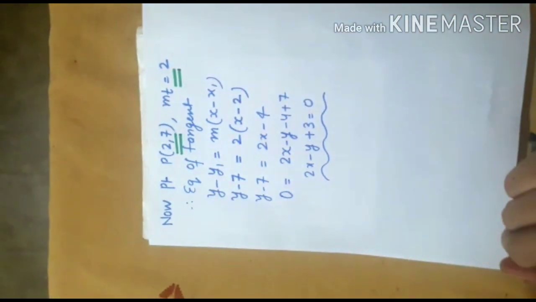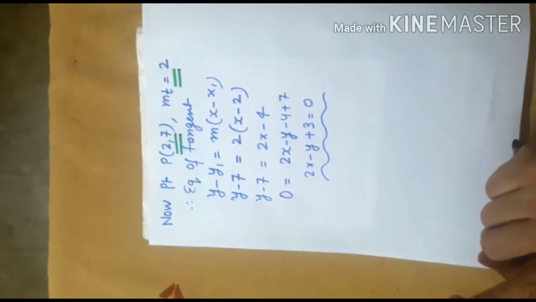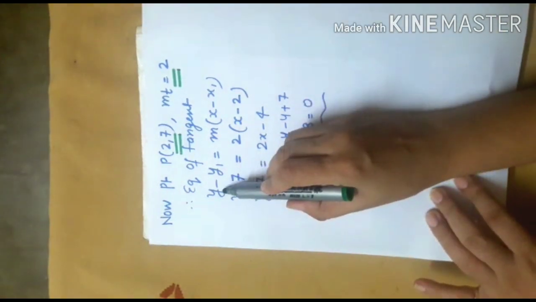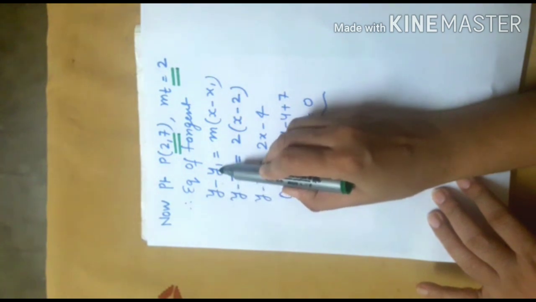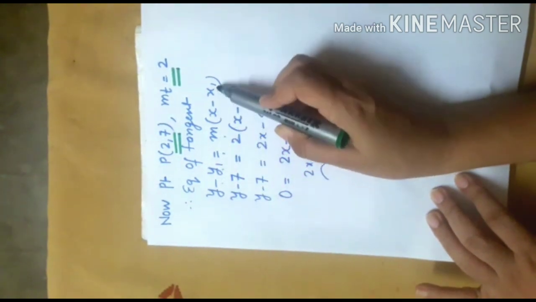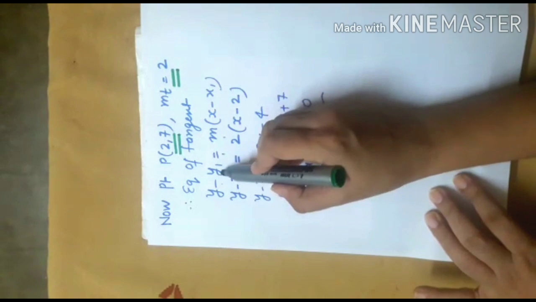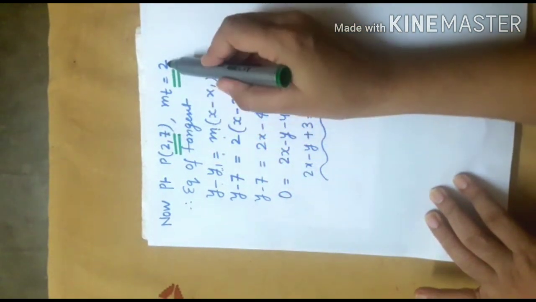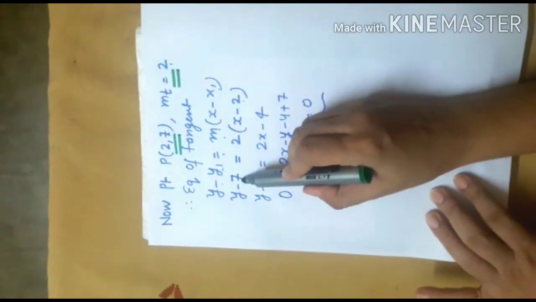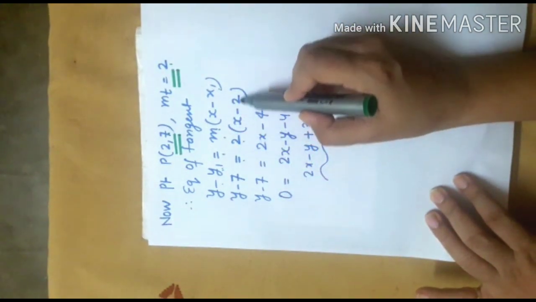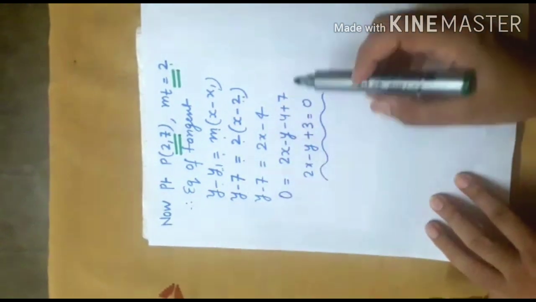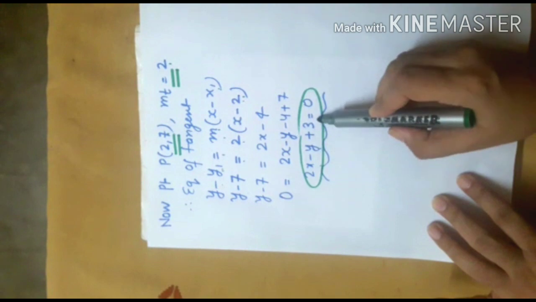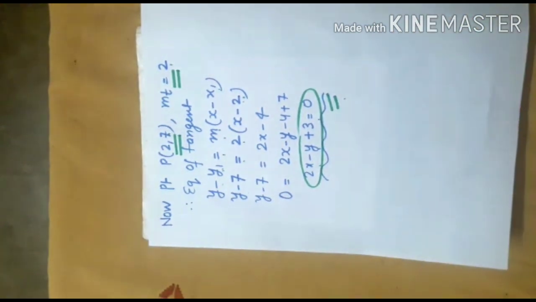So, now we know a point on the line and its slope. So, can we write its equation? Yes. Equation of the line is given by y minus y1 equals m(x minus x1). Here y1 is 7 and x1 is 2 and slope is 2. So I'll get y minus 7 equals 2 into (x minus 2). On simplification, I'll get the equation of the tangent as 2x minus y plus 3 equals to 0.